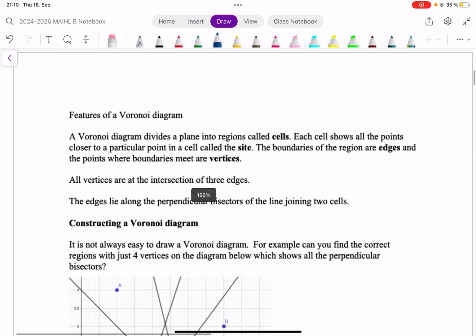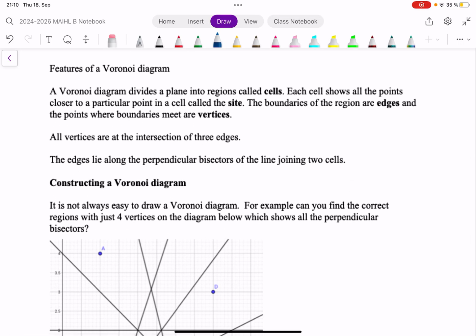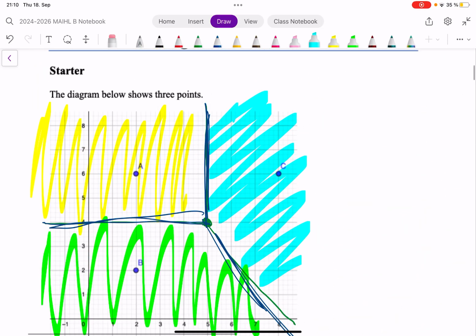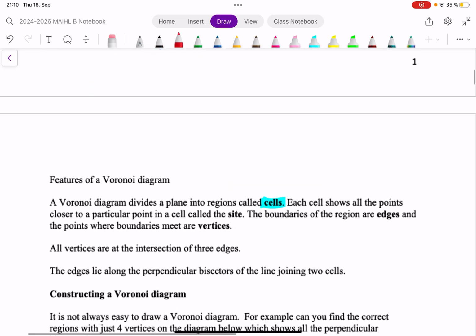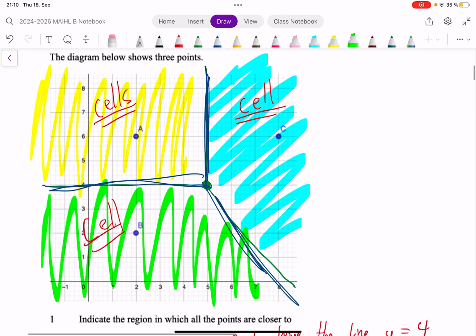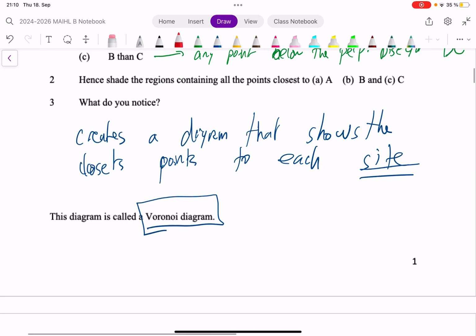Yeah, so let's take a look at these definitions. So a Voronoi diagram divides a plane into regions called cells, right? So if we go back up here and label certain things, the cells are the full region. This is a cell, this is a cell, and this is a cell, right? So we have cells. Each cell shows all the points closer to a particular point in the cell called the site. Right? Our sites are C, B, and A. Those are all of our sites.